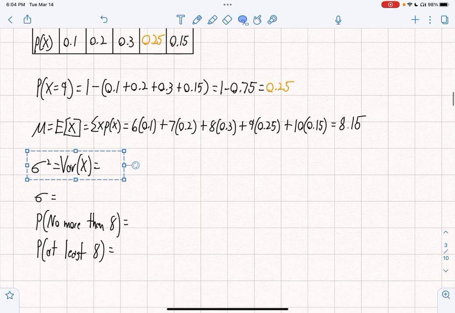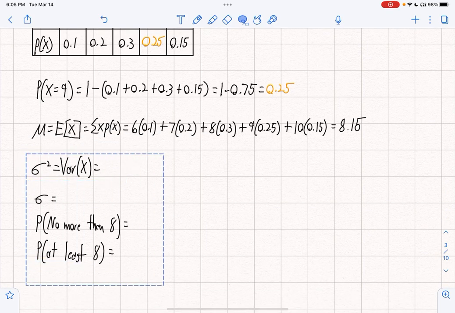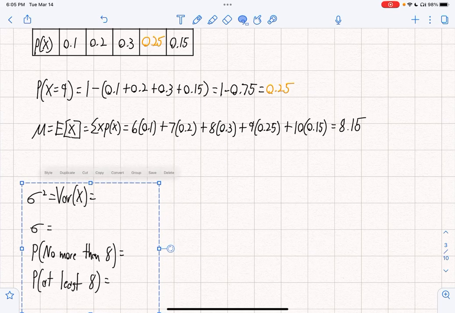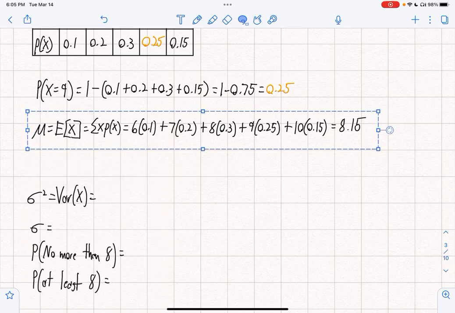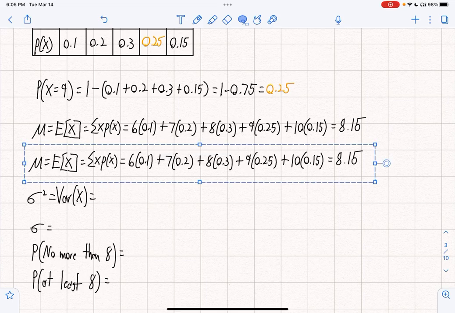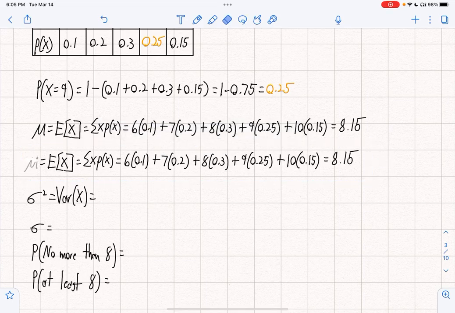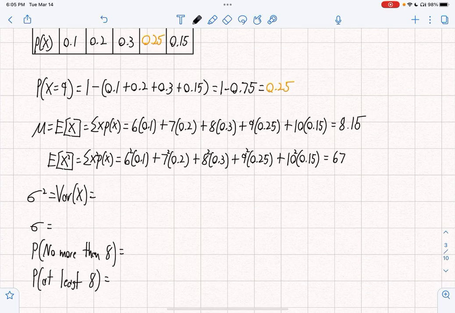Okay, sigma squared. Actually, we need to find expected value of x squared first. So I'm going to cheat a little bit here and just copy this down. So expected value of x squared, x squared, x squared. So this would now be 6 squared, 7 squared, 8 squared, 9 squared, and 10 squared. And that gives me a value of 67.85.